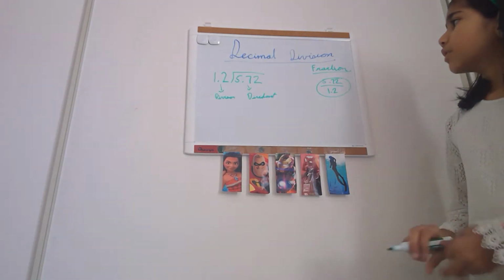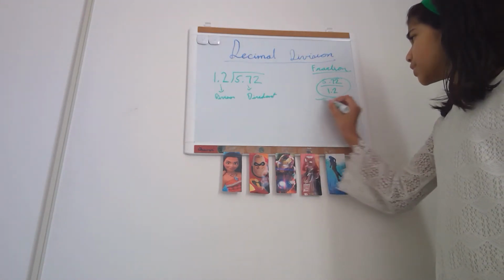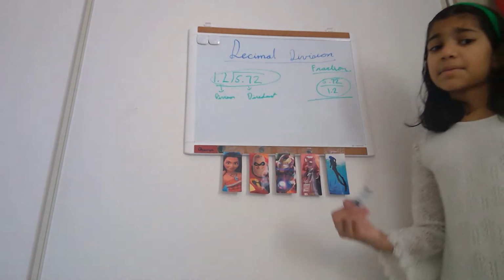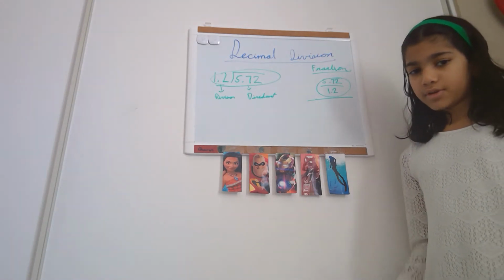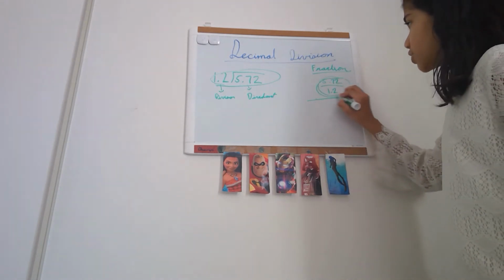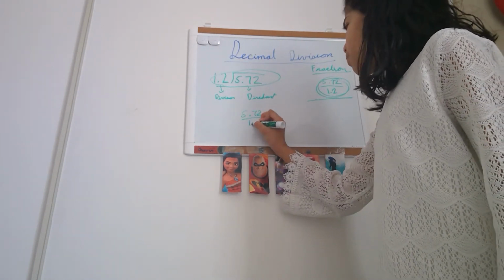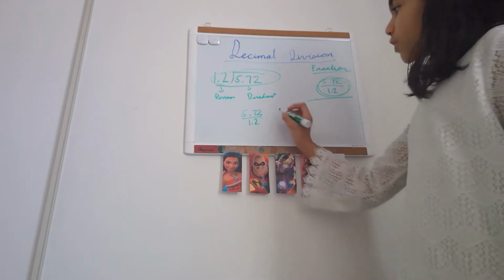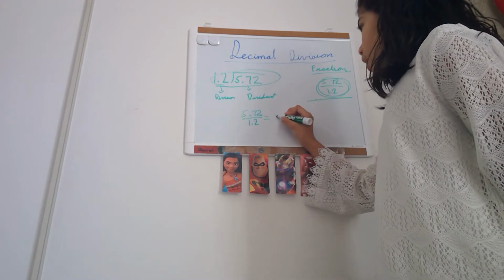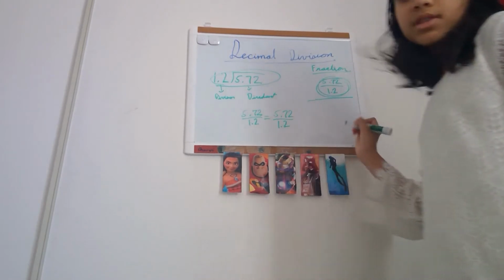Now you guys are wondering what's the big difference between this and this, right? Well, it's the same thing. So how does it make it easier for us? First, we'll take this fraction form and write it here. 5.72 divided by 1.2. Okay, now we're going to write an equal to sign, and then 5.72 divided by 1.2. Same thing.